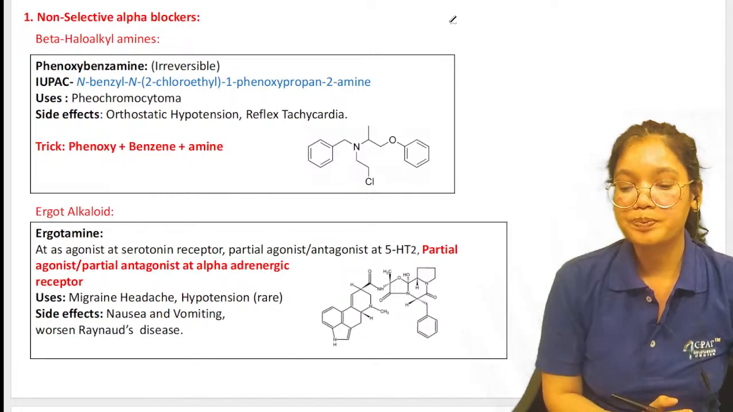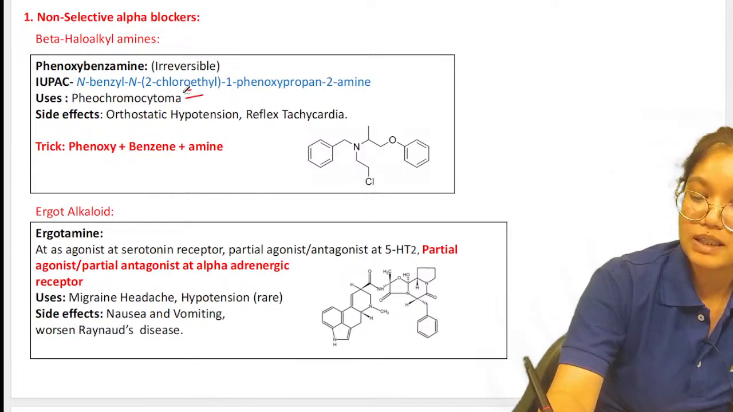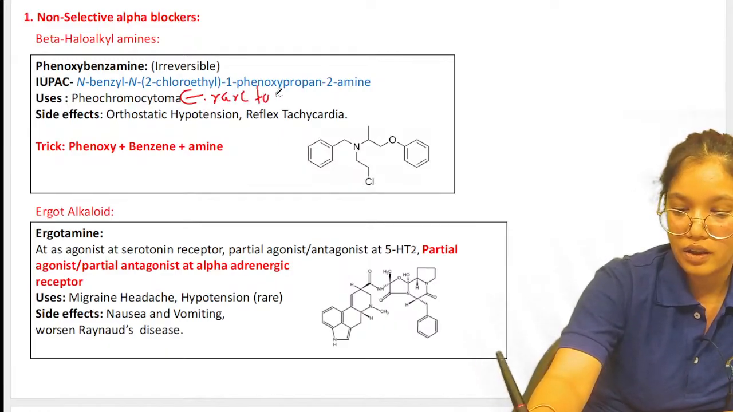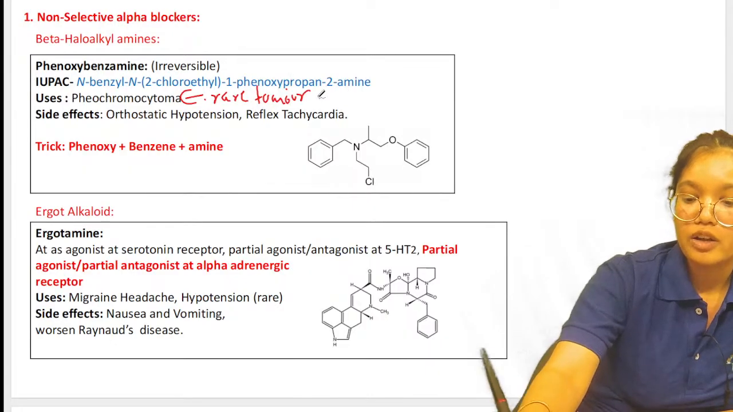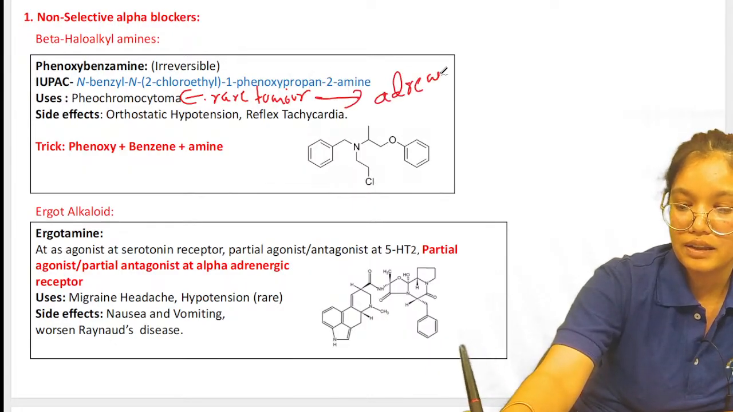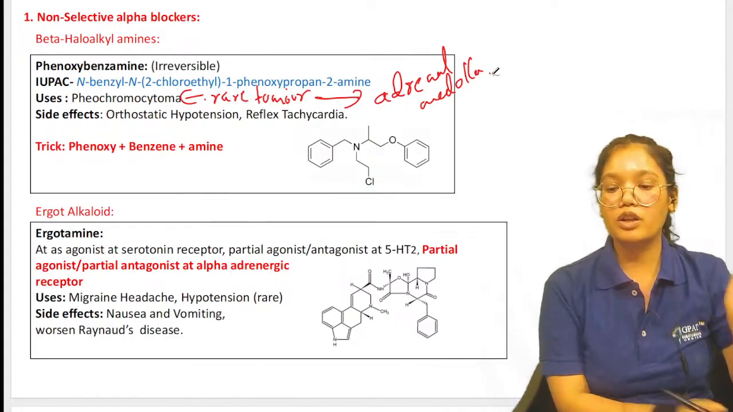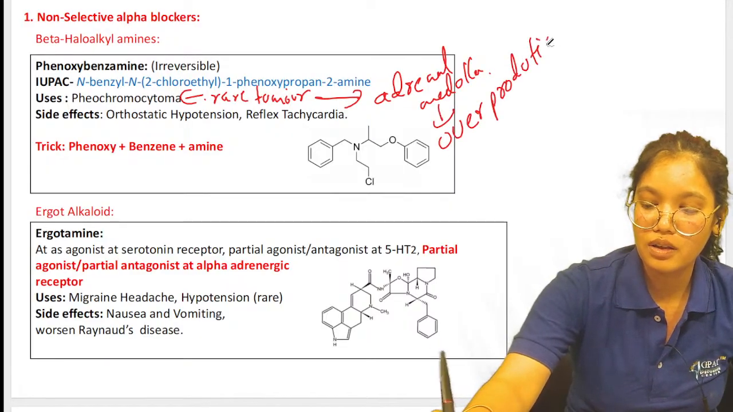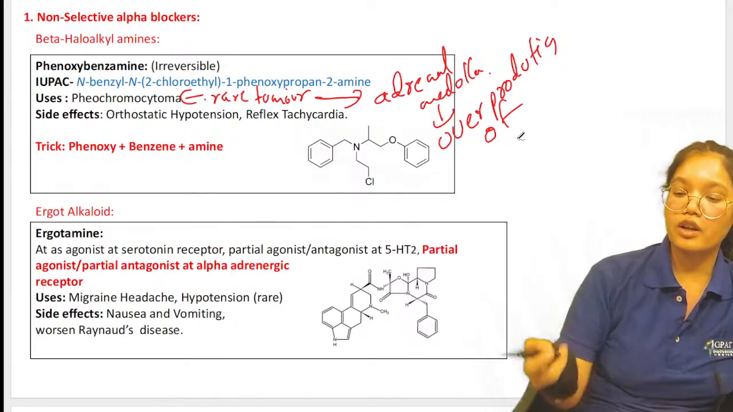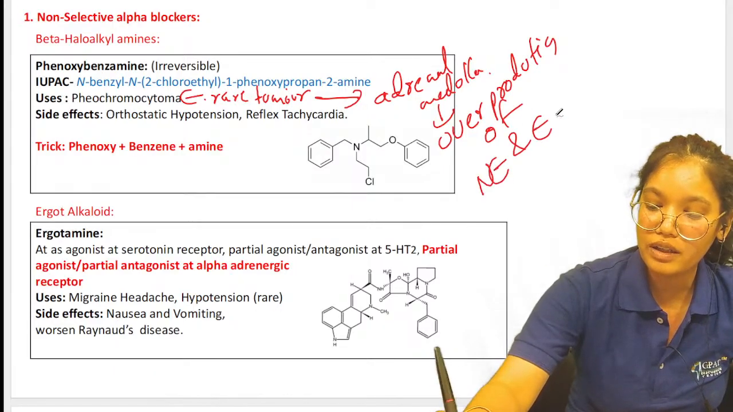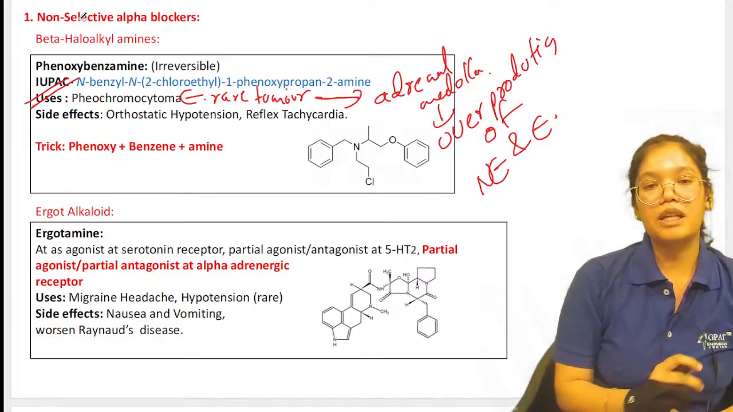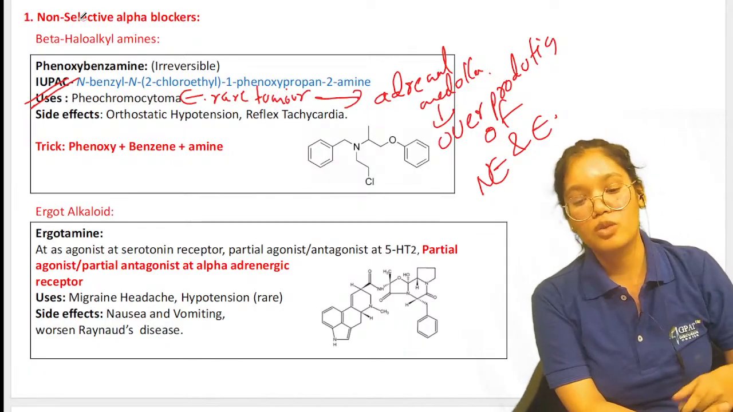Okay, I'll tell you. So pheochromocytoma is a rare condition of tumor at the adrenal medulla. In your adrenal medulla the tumor grows, and due to that there is overproduction of catecholamines. Now what catecholamines? Like norepinephrine and epinephrine. So for this we use phenoxybenzamine. It is used in pheochromocytoma.